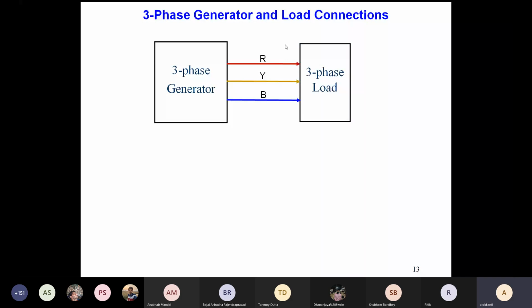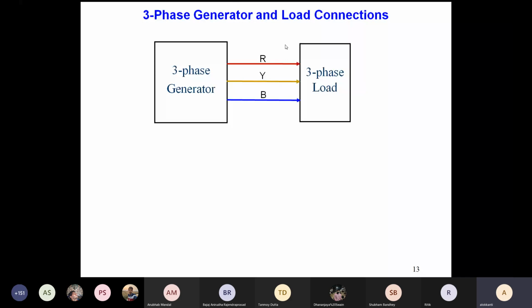Now in our case, since we have now started three phase, and three phase is the system that is present in the general power system, the load is a three phase. So the three phase generator feeds a three phase load. Now three phases means there are three elements in the generator. There are basically three individual single phase sources.